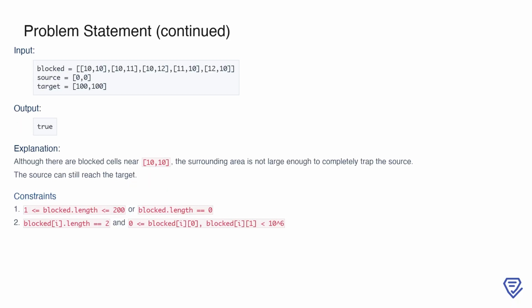In the third example, the blocked cells are near [10, 10], forming a small cluster. The source is at [0, 0], and the target is at [100, 100]. The output is true, as these blocked cells do not form a large enough region to trap the source. While the blocked cells might restrict movement in a specific area, the grid itself is so vast that there are plenty of alternative paths to bypass the obstacles and reach the target. This example highlights that small clusters of blocked cells are unlikely to prevent movement across the grid unless they form a much larger, enclosing structure.